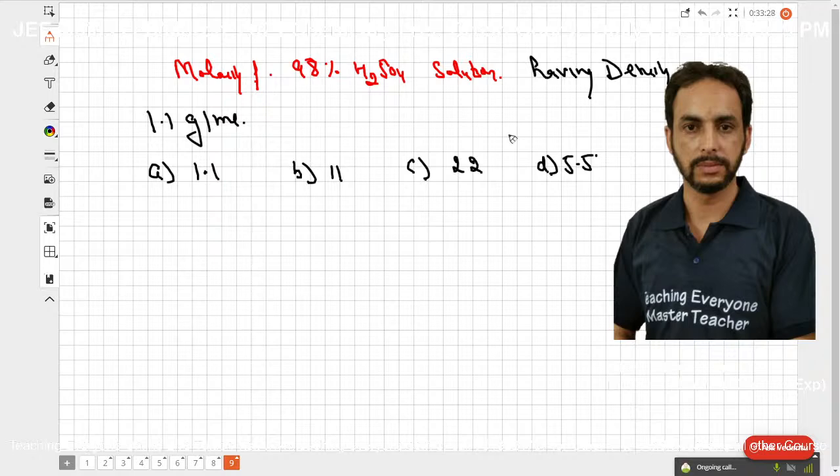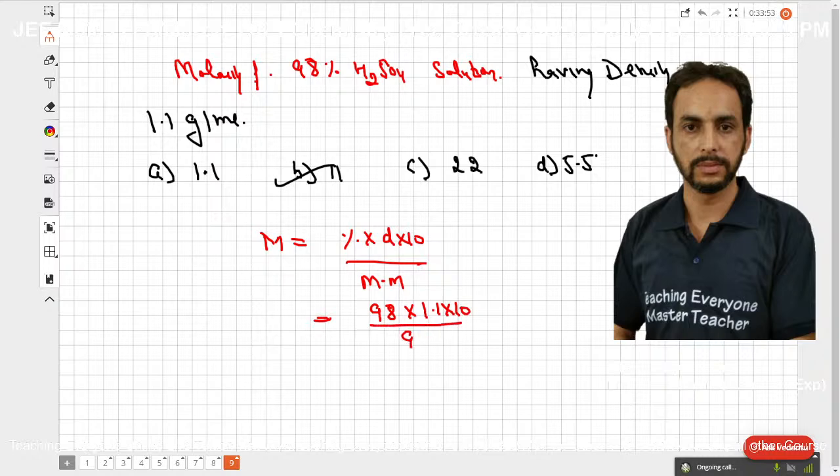So 11 is the answer. Yes, because directly we will use the formula: molarity equal to percentage into density into 10 divided by molar mass. So here nothing to do. 98 percentage, density is 1.1, into 10, molar mass is 98. It is cancelled. So correct option will be B.